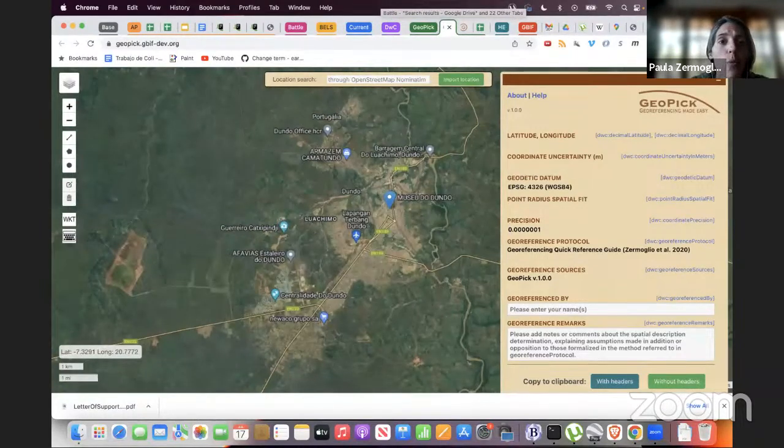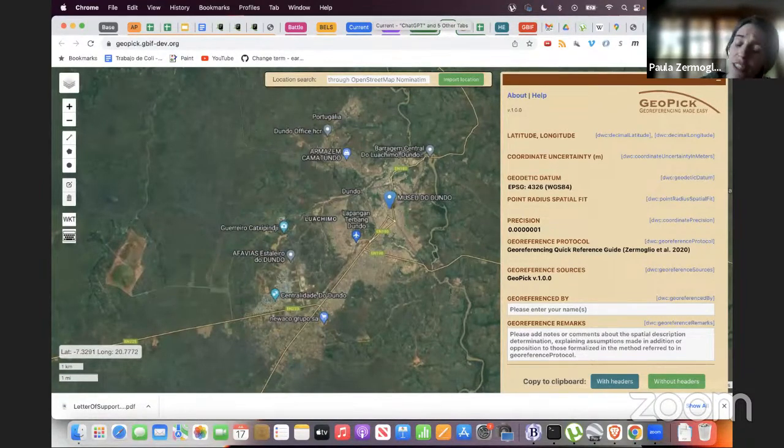So what is going to be important is that if you have a certain criterion, you report it in georeference remarks. For example, you can say, when I determined the extent of the feature, I included this and that, and I did not include this and that.